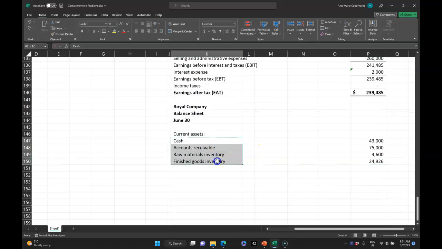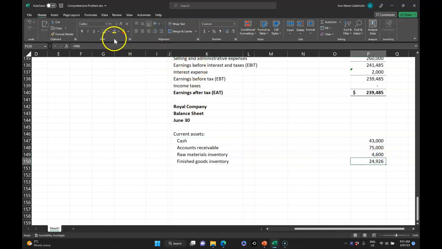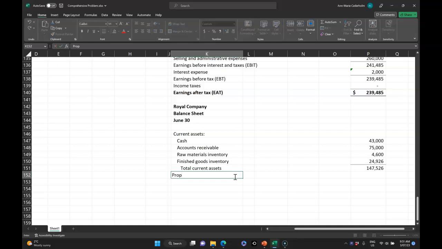So in this question, I don't actually have any other current assets. That might not be true on other questions. So just keep in mind that this can look a little bit different from question to question. So total current assets. And now I'm going to list my non-current assets. So here I just have property and equipment.